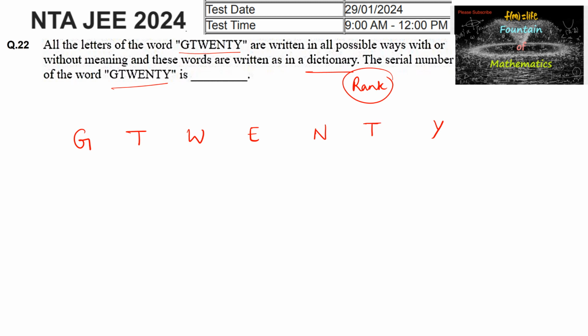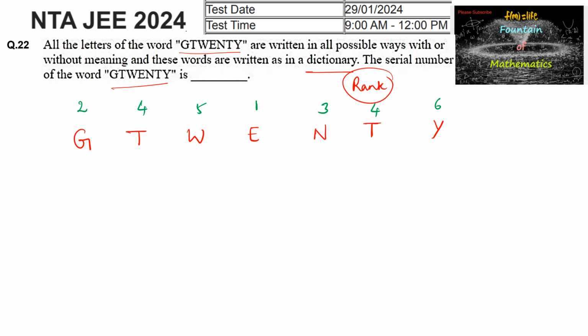Let's use a shortcut method. Let's position the letters according to alphabetical order. So we can say E comes first, and then N 2, and then T 3... here two letters are repeated, T, and then W 5, and last Y 6.